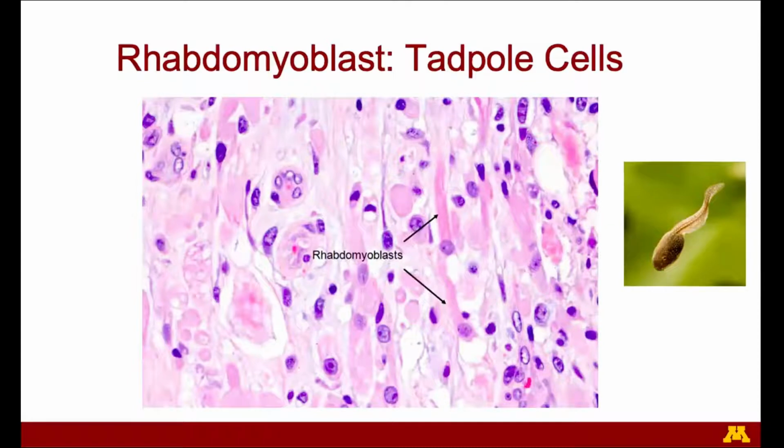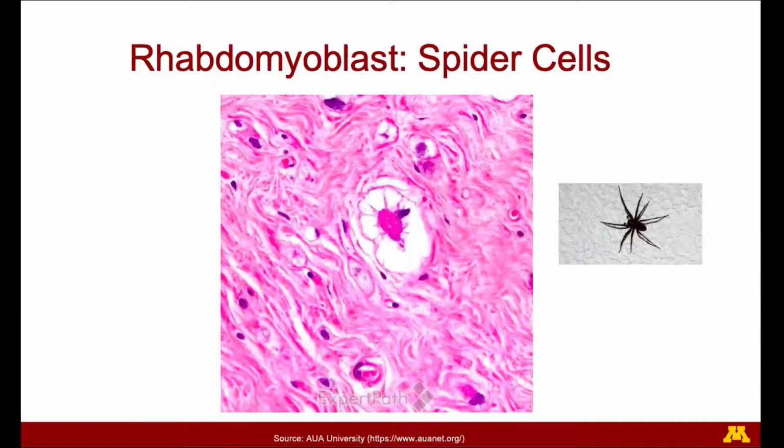Sometimes they are called tadpole cells or rocket-shaped cells, and they have these elongated tails of cytoplasm and eccentric nucleus. This can mimic fetal myotubes at this latest stage of cellular differentiation.